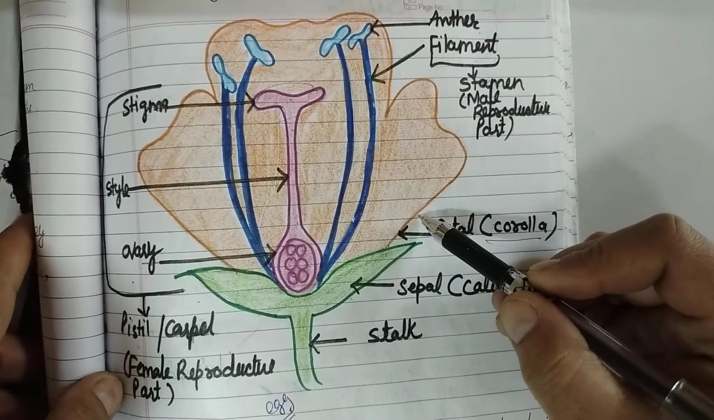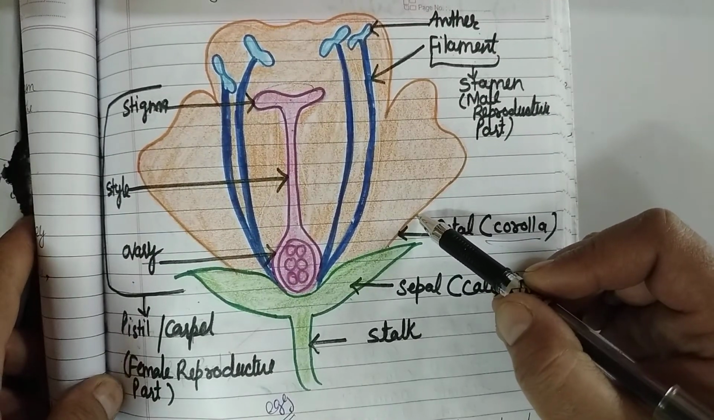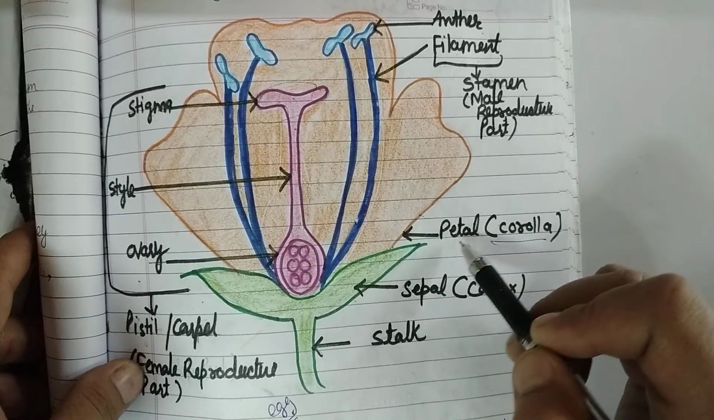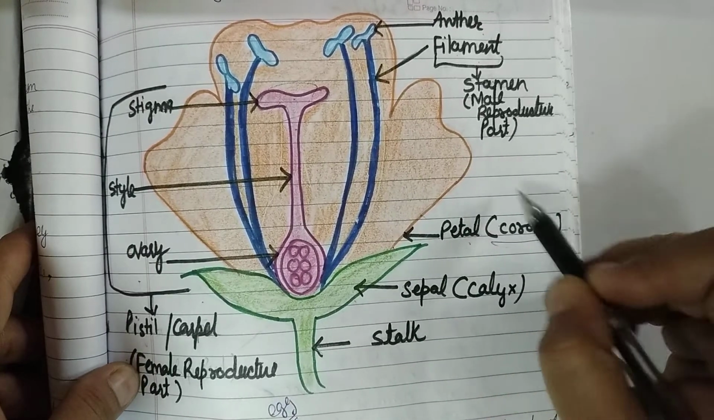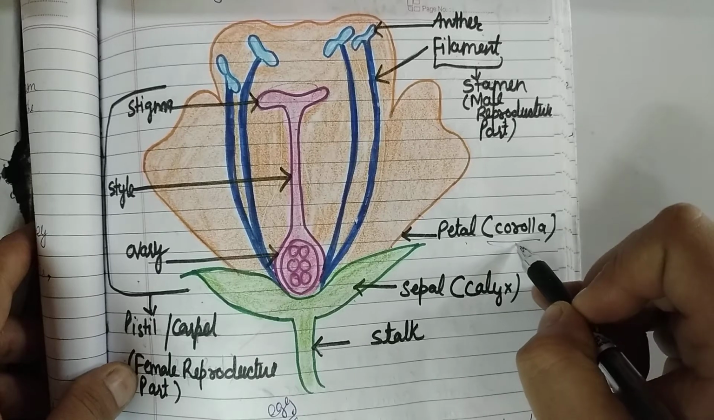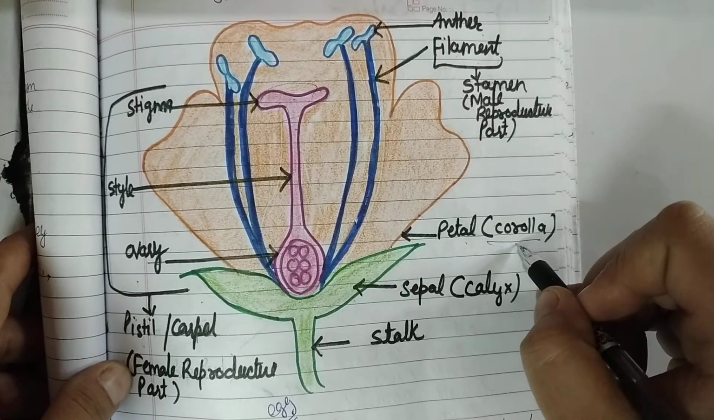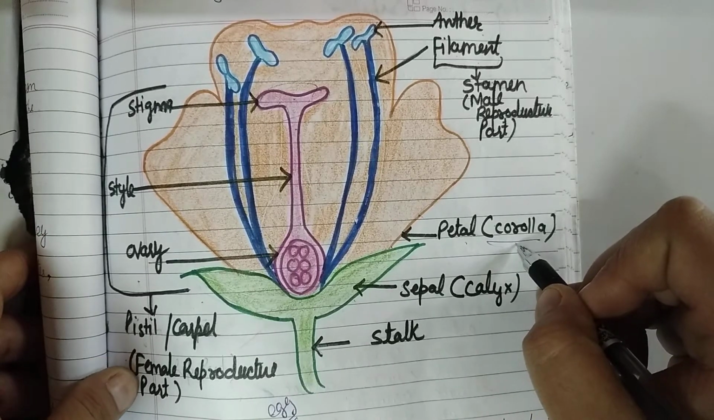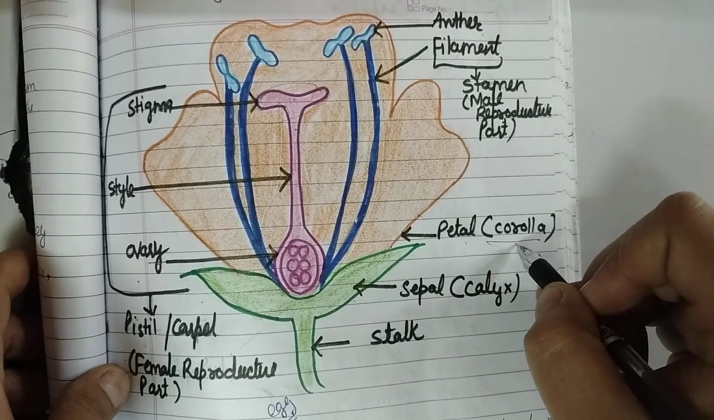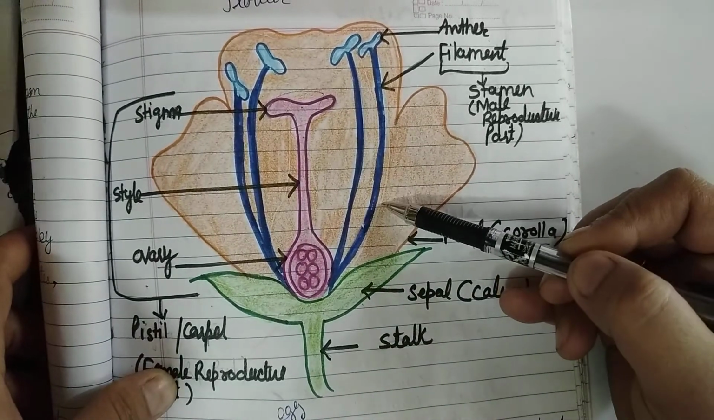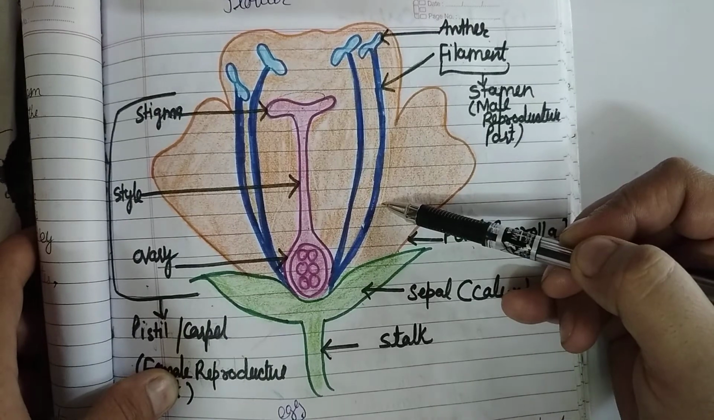The second whorl is the most attractive and colorful whorl of the flower. It is known as petal, and collectively we call the petals the corolla. It is scented, meaning it has fragrance, and it is colorful to attract insects for pollination. The third whorl of the flower is known as a stamen.